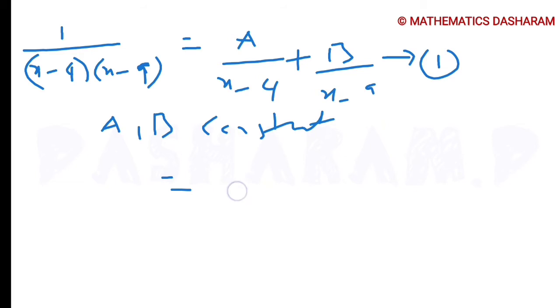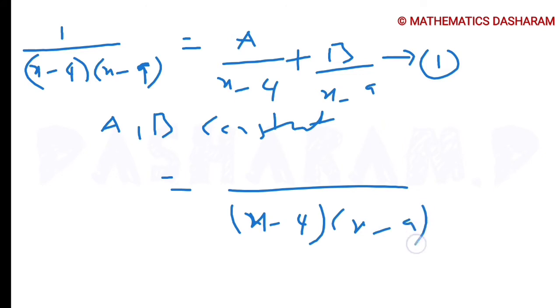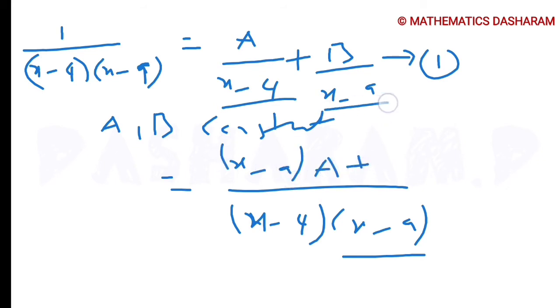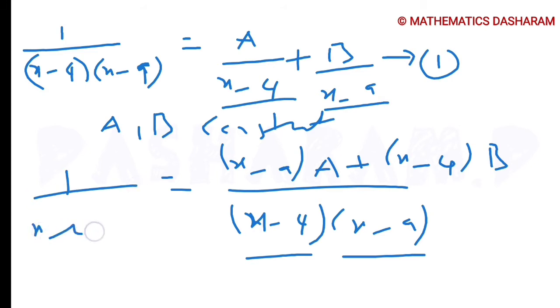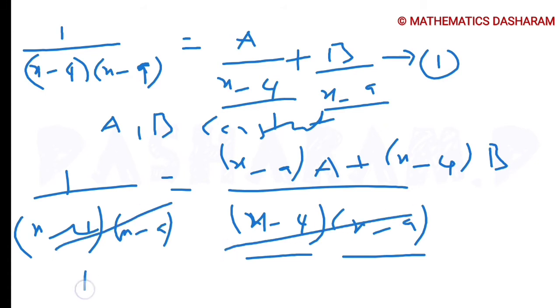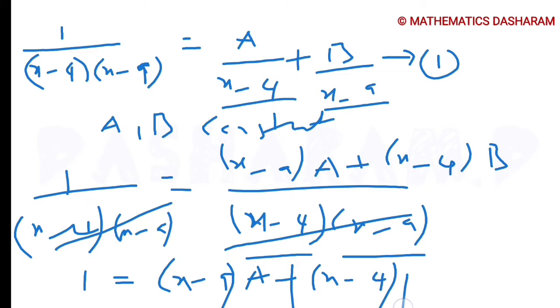Okay. Now take the LCM: (x minus 4) into (x minus 9). Here x minus 4, then multiply x minus 9 with the numerator: (x minus 9) into a. Here x minus 9, then multiply x minus 4 with the numerator: (x minus 4) into b. On the left side, 1 by (x minus 4) into (x minus 9). Both denominators are cancelled, then 1 equals (x minus 9) into a plus (x minus 4) into b. It is equation 2.